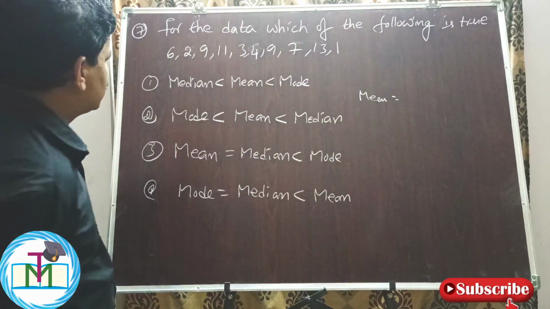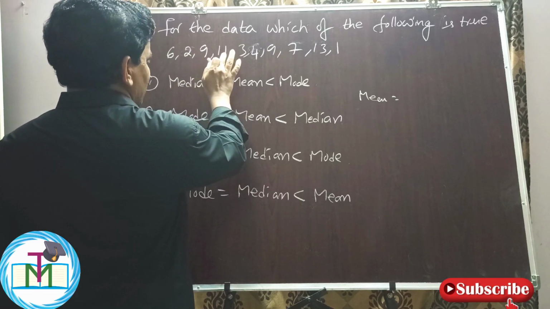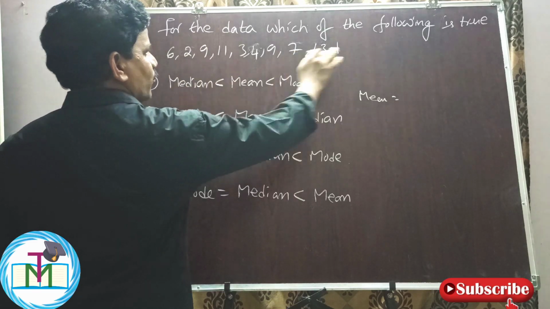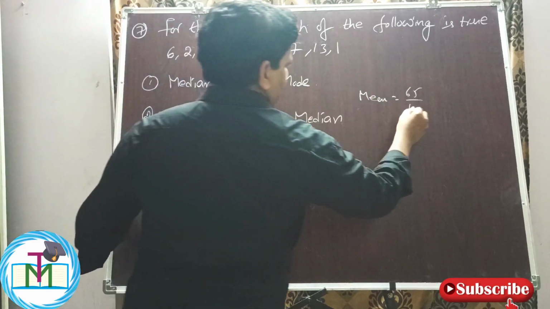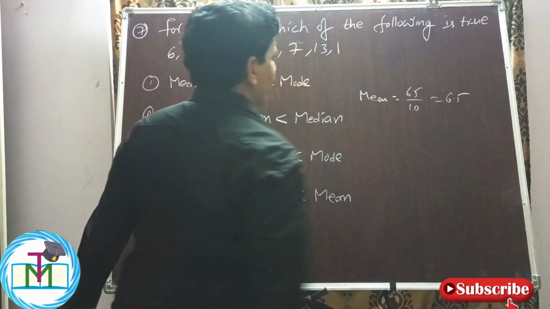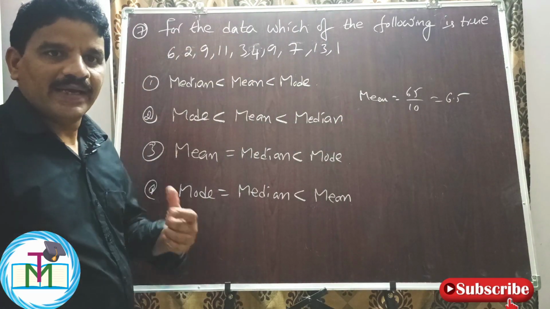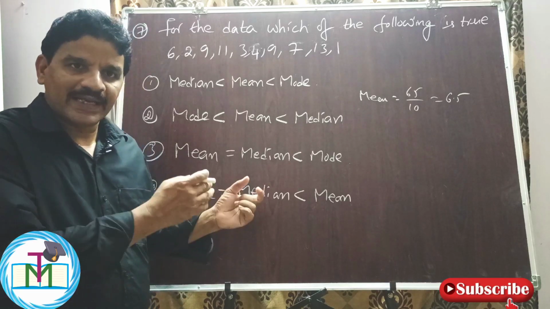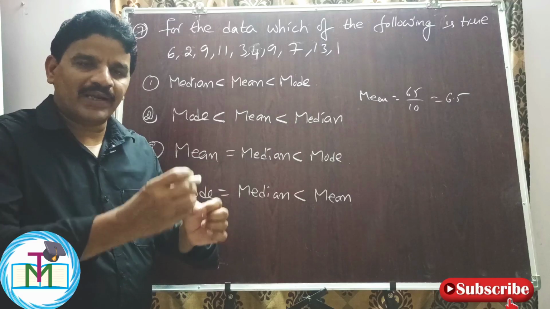Therefore, mean is equal to the sum of all the values by the total number of values. If I add 6 plus 2, 8, 8 plus 9, 17 plus 11, 28 plus 1, therefore 65 by the total number of values 10, which is equal to 6.5. So we got the mean value. Now median. Median is what? We have to arrange the values in ascending or descending order. Then we have to pick the middle one.